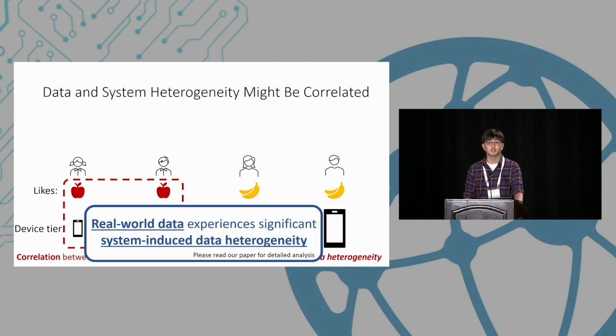So what does the real-world data look like? Due to the interest of time, I will not show you real-world data statistics. It is in our paper. But by analyzing real-world data from production recommendation models, what we found was that real-world data indeed has a high system-induced data heterogeneity. Data heterogeneity and system heterogeneity are tightly correlated, just like the example we saw, instead of what prior work assumed.